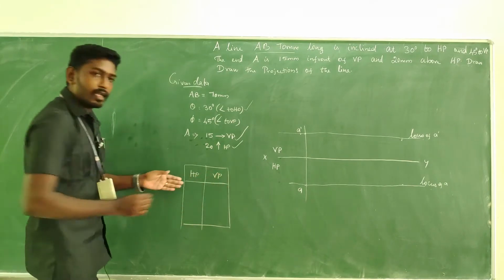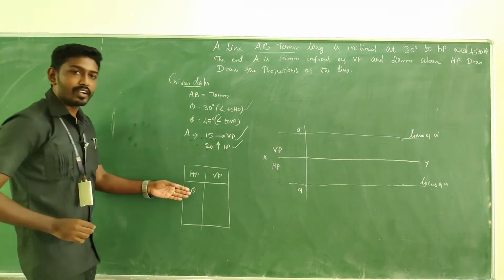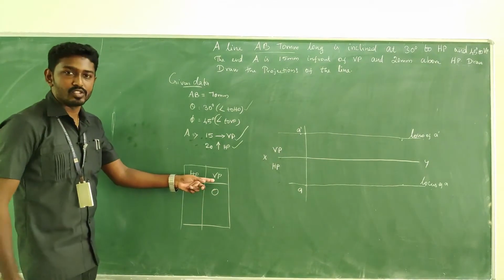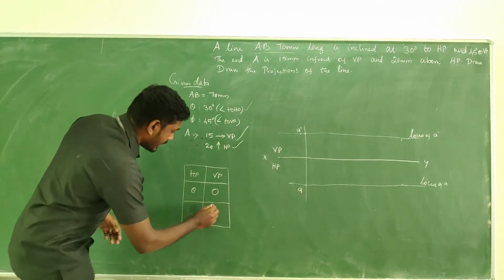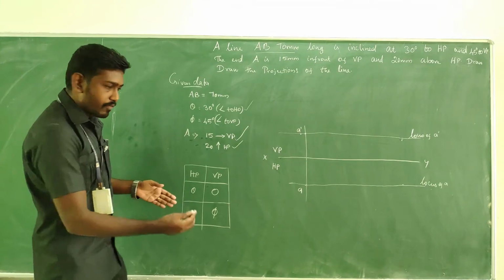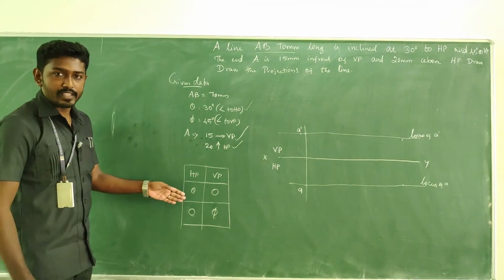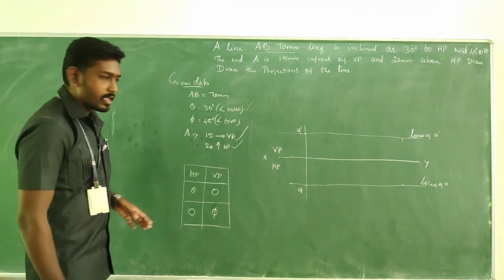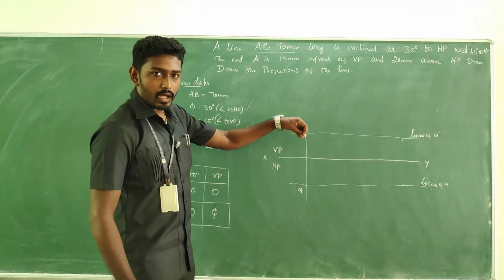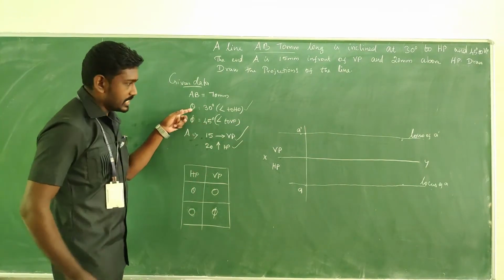That means HP and VP. If we take the HP inclination as theta with any value, we consider VP as 0. And if we take the VP inclination with some value, we take HP as 0. Okay, fine. So the same thing we are going to implement in this projection work. First of all, we can start with theta.